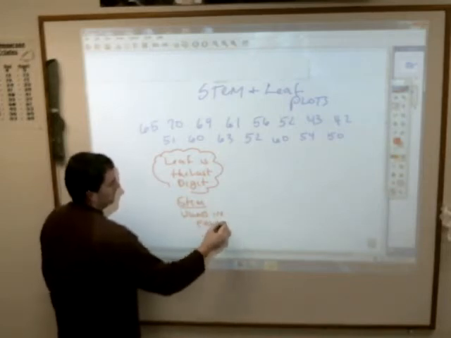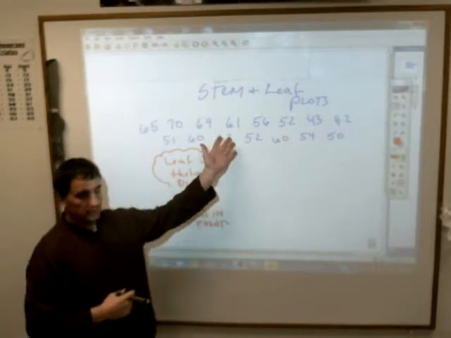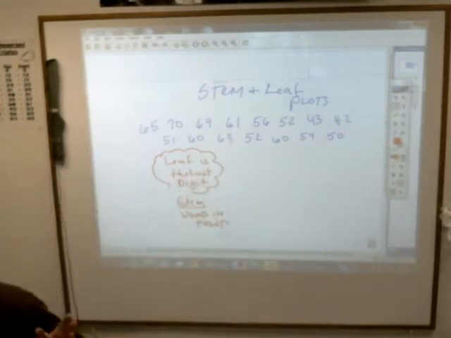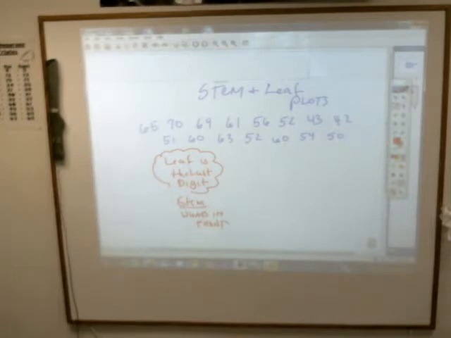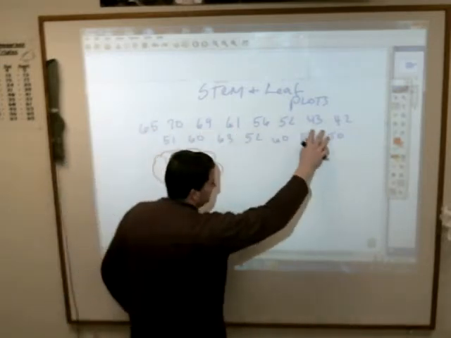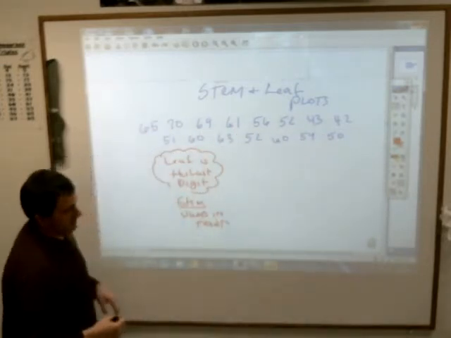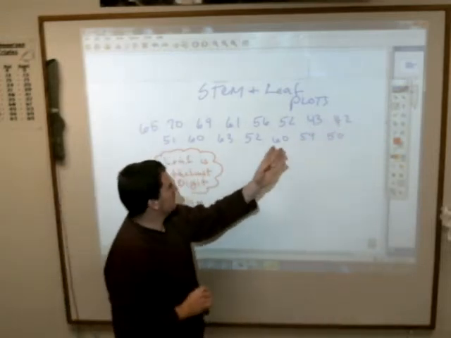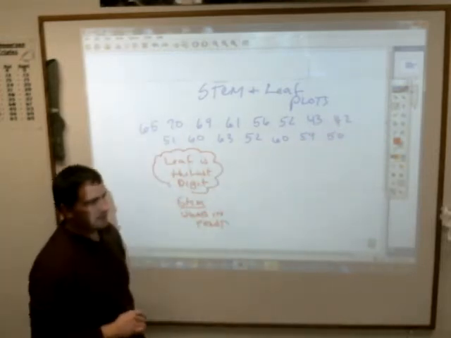In this case, there's just one digit. It's only a two-digit number, so there's just one digit in front of the leaf, so you're just going to have one-digit stems. But it could be something in the hundreds, and there could be two digits in front of the leaf. And really what you're doing here, if you look at all these numbers, you're just organizing them in groups of what numbers are in the 40s, what numbers are in the 50s, what numbers are in the 60s, and what numbers are in the 70s.